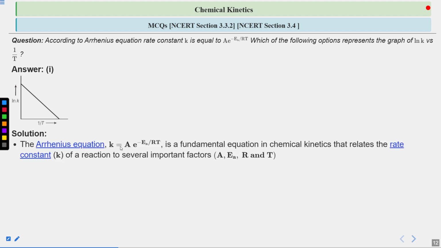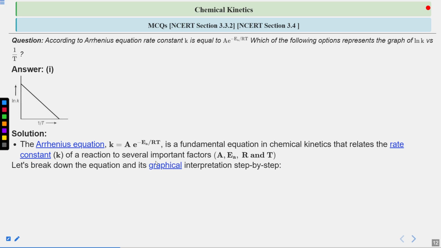So the Arrhenius equation, given by K equals A e to the power minus Ea by RT, is a fundamental equation in chemical kinetics that relates the rate constant, which is represented by K on the left hand side of this equation, to several important factors like A, Ea, R, and T. So the relationship between the rate constant and the other important factors is given by this Arrhenius equation.